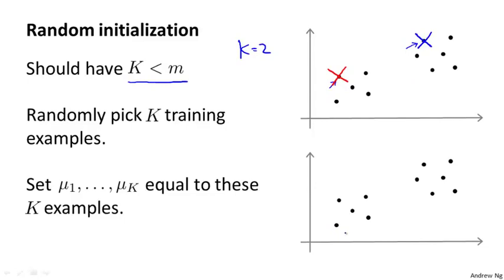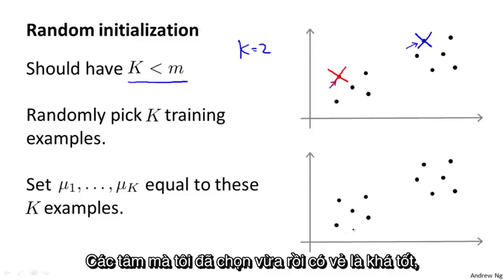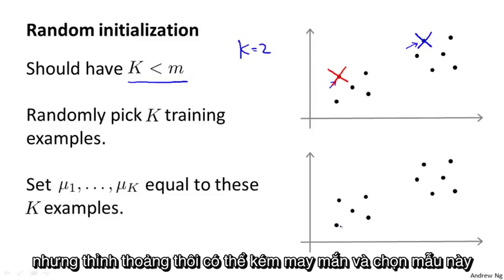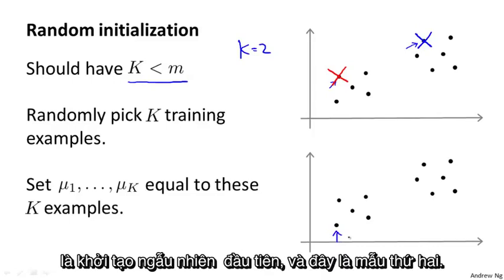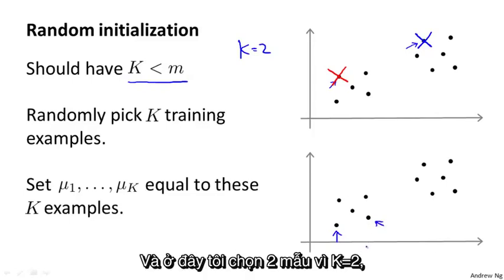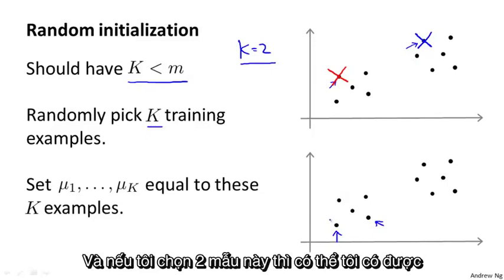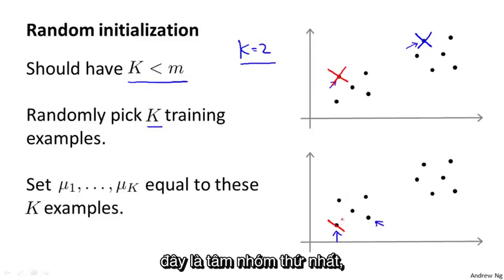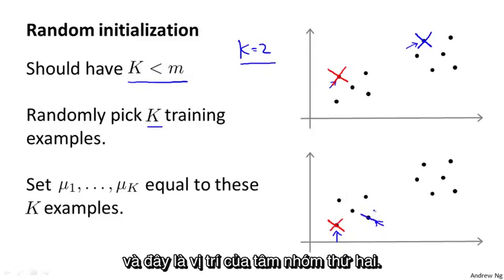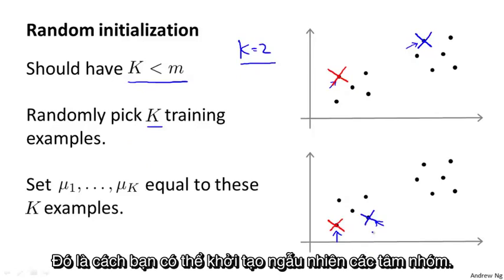and that's one random initialization of k-means. The one I drew looks like a particularly good one. Sometimes I might get less lucky, and maybe I'll end up picking that as my first randomly chosen example, and that as my second one. And here I'm picking 2 examples because k equals 2. So I'm going to randomly pick 2 training examples. And if I chose those 2, then I'll end up with maybe this as my first cluster centroid, and that as my second initial location of the cluster centroid. So that's how you can randomly initialize the cluster centroids.